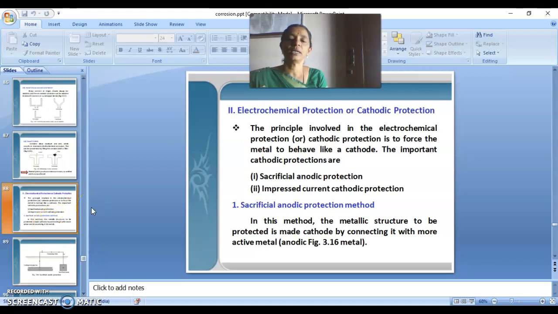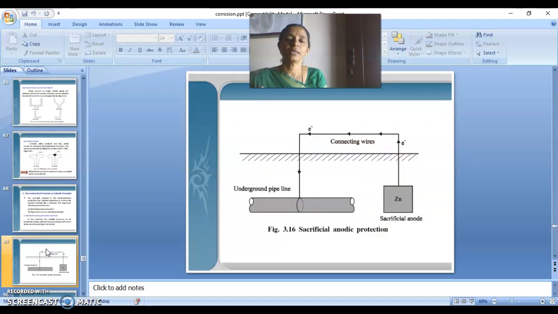Here under the electrochemical protection method, two methods are given. One is the sacrificial anode method, another one is the impressed cathodic current method. In number one, the sacrificial anode method, the metallic piece which is acting as anode sacrifices its life. The anode totally sacrifices its life, so that anode material is undergoing corrosion.